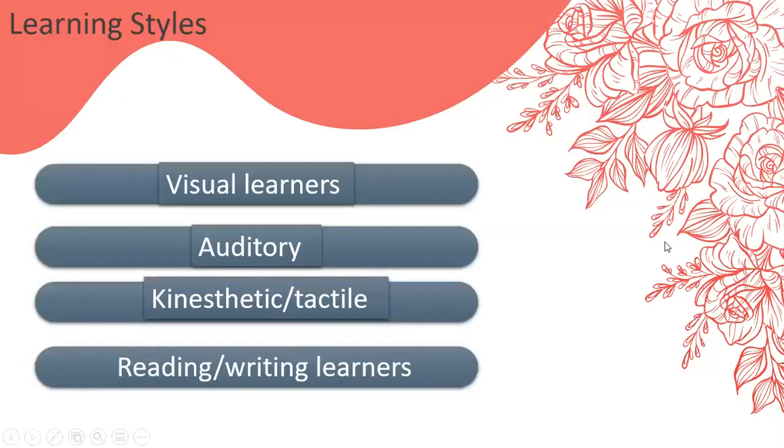So we're going to review a little bit of the visual learners, auditory learners, those that are hands-on, reading and writing learners. So tell me, what do you think you are? What is your preferred way to receive information and learn? What is your preferred way? Visual, okay. Hands-on, tactile. Yes, yes, yes.